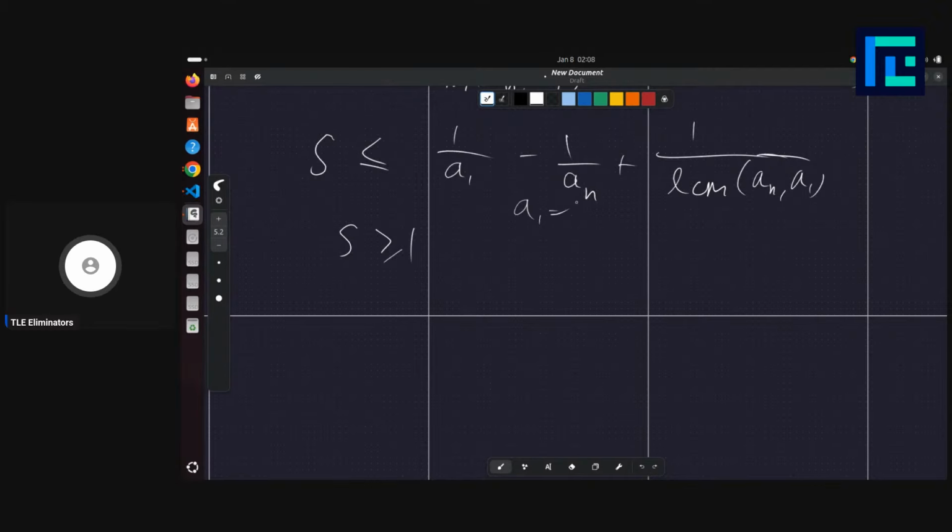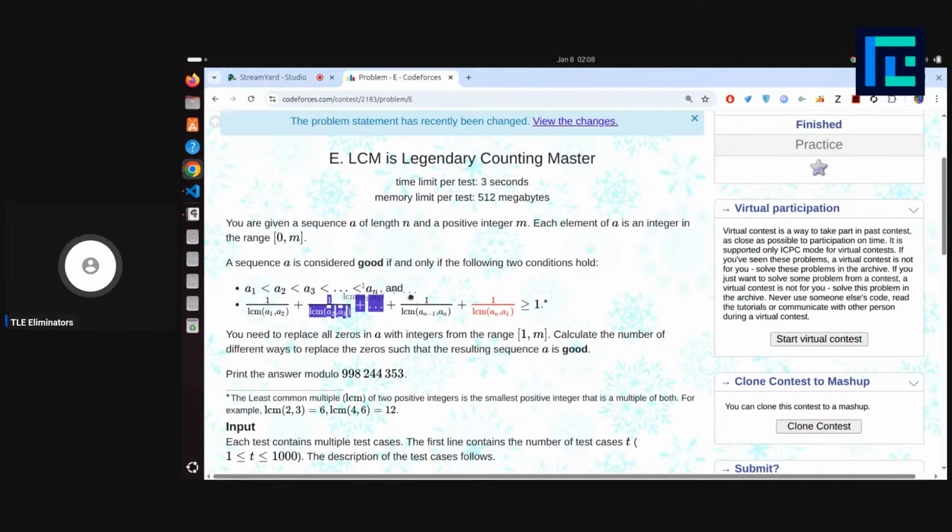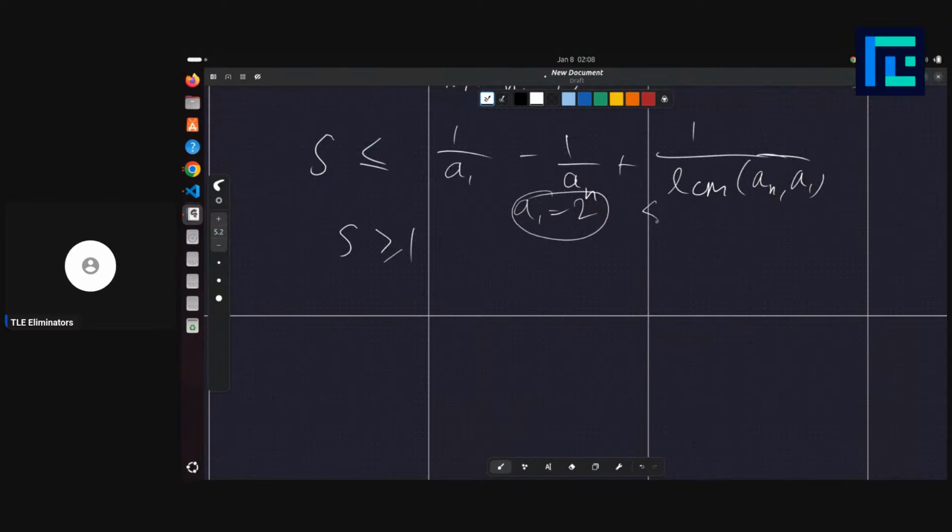If I don't have a1 equal to 1, let's say I have a1 as 2, then this sum is definitely less than equal to 1 by 2. If I put a1 as 2, then no matter what else I put in the other values, this sum will definitely be less than equal to half. But I want this sum to be greater than equal to 1, right? So I'll have to put a1 as 1.